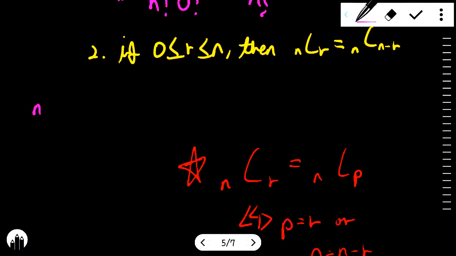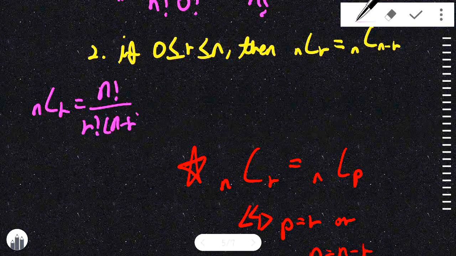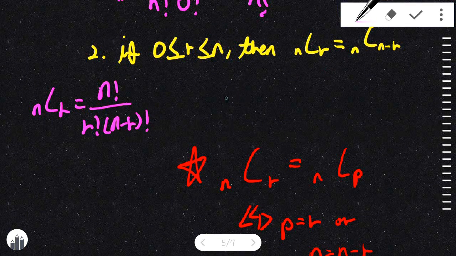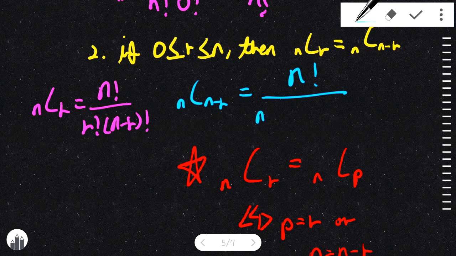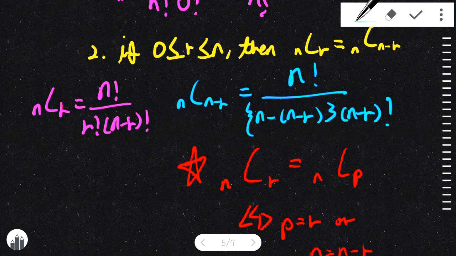First of all, nCr, we know that it will become n factorial over r factorial and (n minus r) factorial. Now what would happen if we interpret nC(n minus r) as a mathematical equation? It will become n factorial over (n minus r) factorial and then (n minus (n minus r)) factorial.